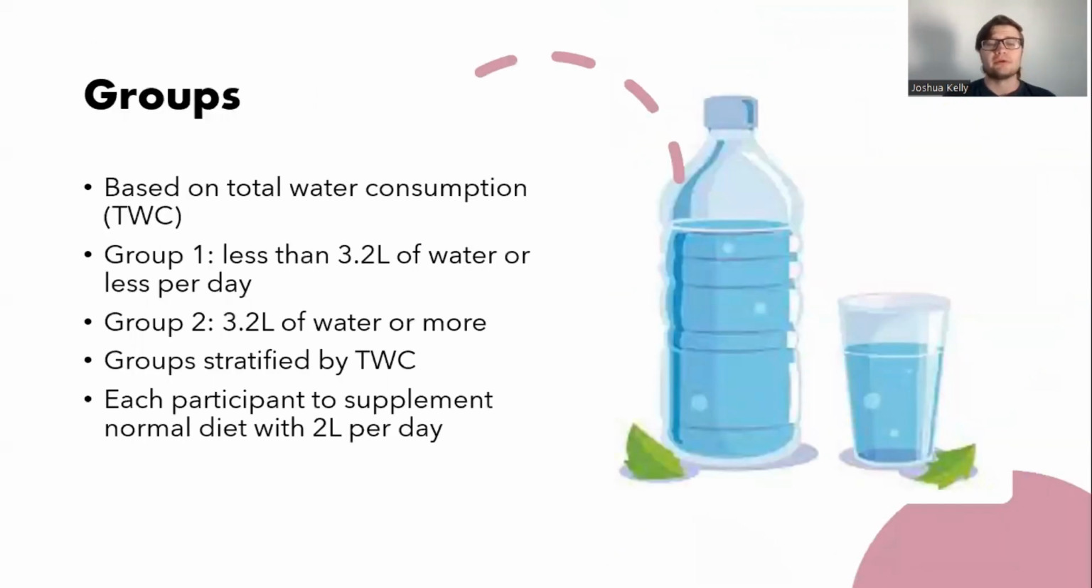For our groups, we had two groups based off their total water consumption. Total water consumption included all dietary, metabolic, and oral intake of water. Group one was accustomed to having less than 3.2 liters of water a day, and group two had more than 3.2 liters of total water consumption a day. And each participant in both groups was asked to supplement the normal diet with an additional 2 liters of water taken orally every day.